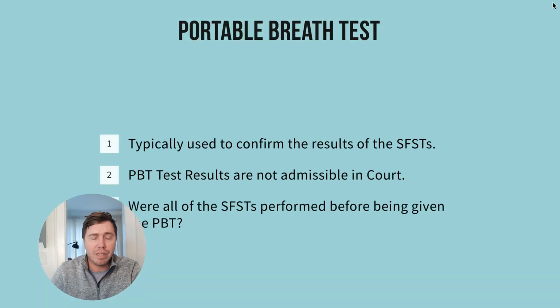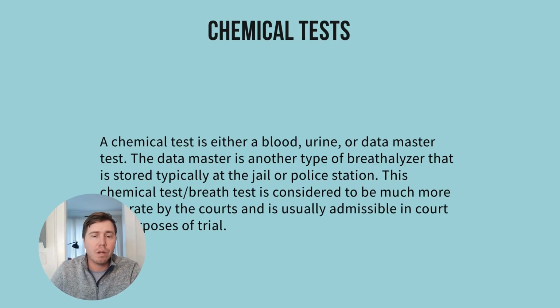Ultimately, if they do the portable breath test, this is a test that's used to confirm the results of the field sobriety test. They are not admissible in court, but they would allow the officer to then request that you take the next step and do the certified breath test or a blood test. So the chemical test is either done through a DataMaster, which is a machine at the station that you would blow into, which is more reliable than a portable breath test, or through a blood test where a blood draw is done and that blood sample is then analyzed.